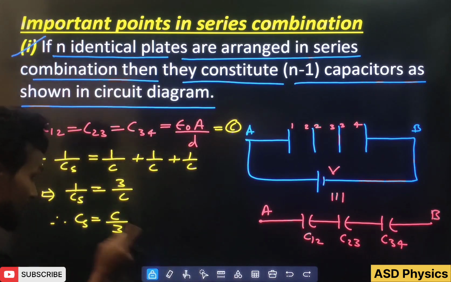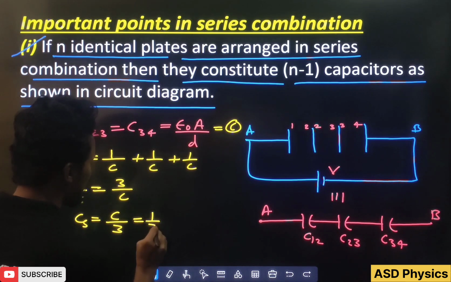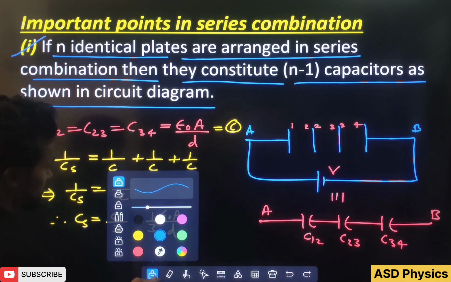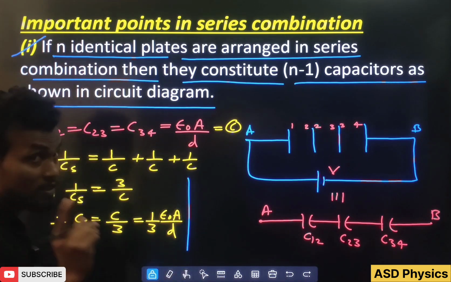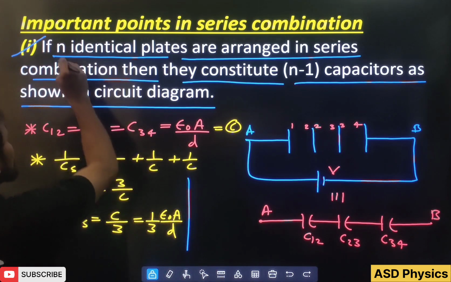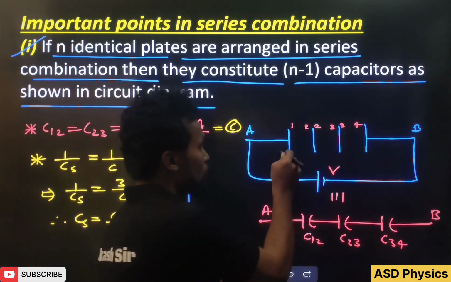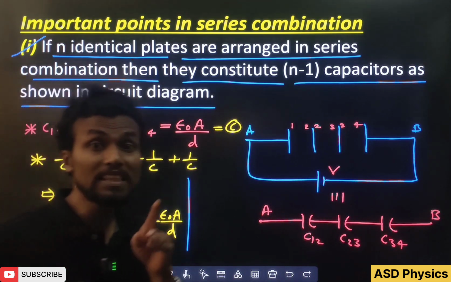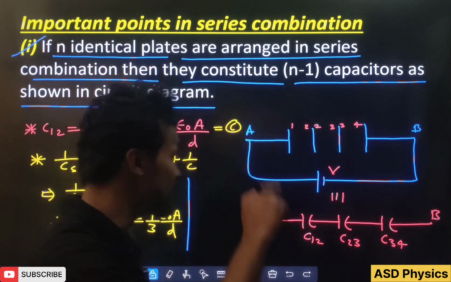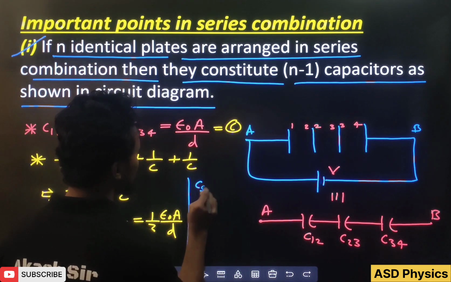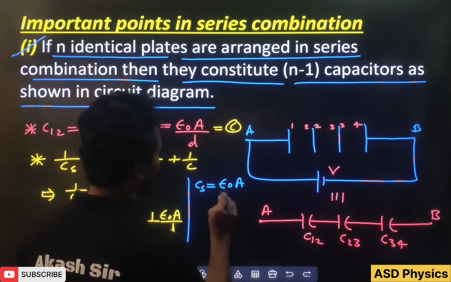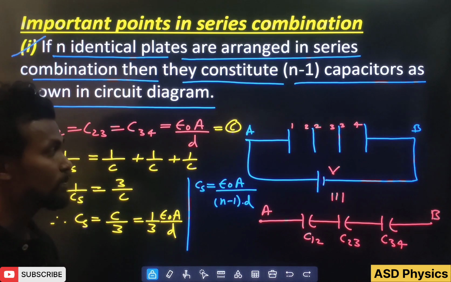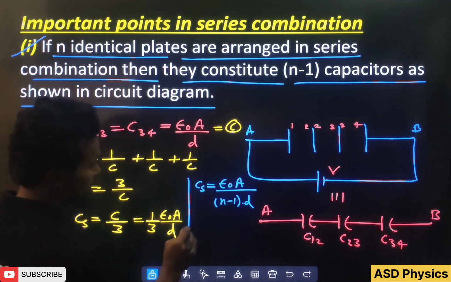Similarly, see here, it will become 1 by 3 epsilon naught A by D. This one we have got. Now from here we have to make one main formula. How many plates are there? N plates. Here 1, 2, 3, 4: 4 plates are making 3 capacitors. Similarly, N plates will make N minus 1 capacitors. So I can write Cs equals epsilon naught A by (N minus 1) into D. N plates means N minus 1 capacitors.